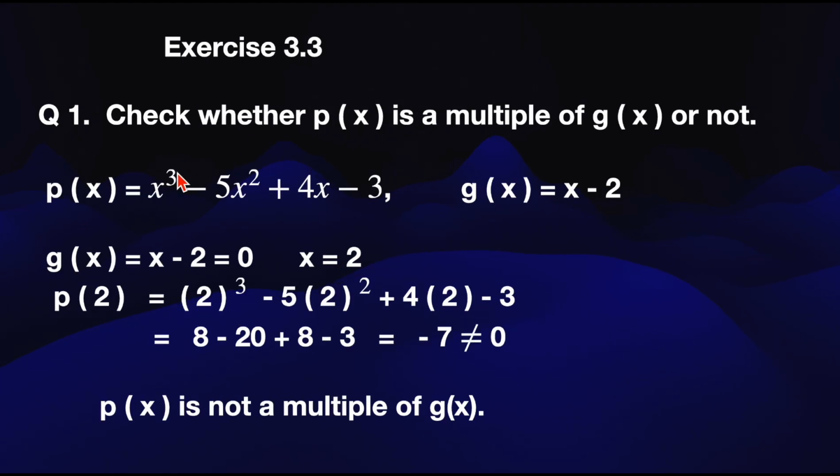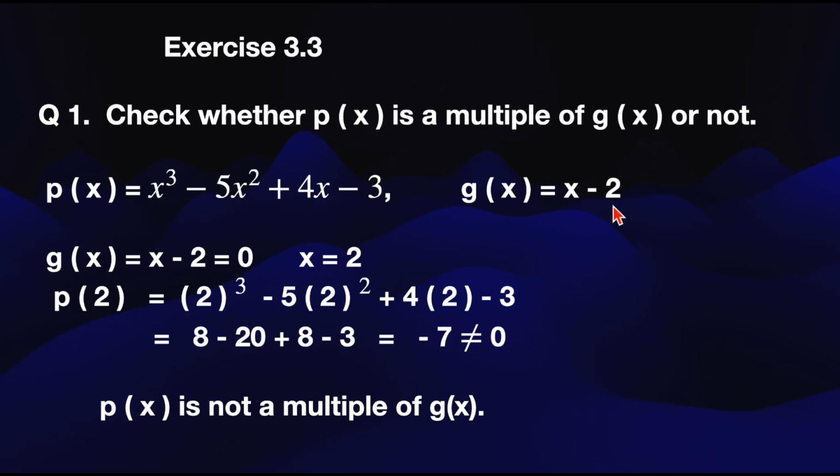Exercise 3.3, question 1. Check whether p(x) is a multiple of g(x) or not. So here is the polynomial p(x), x cube minus 5x squared plus 4x minus 3. g(x) is x minus 2.